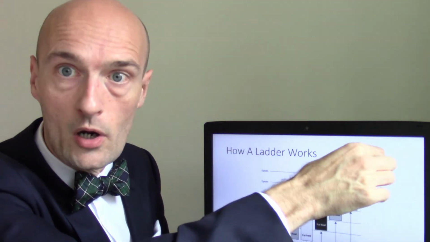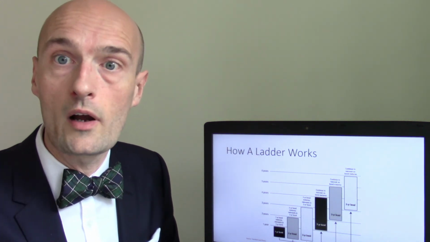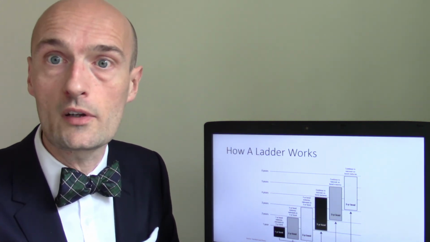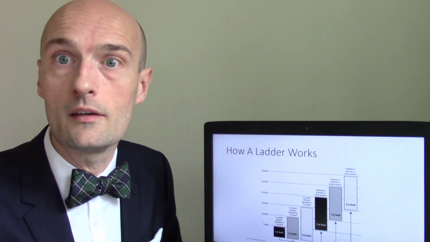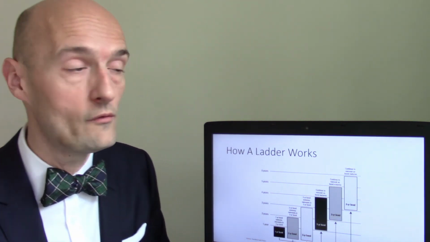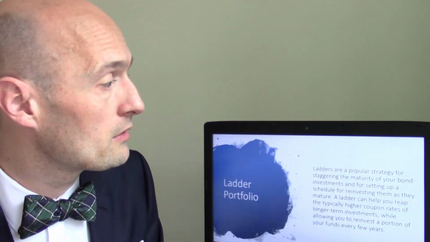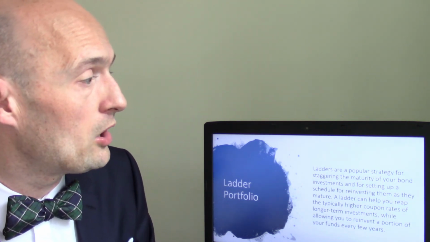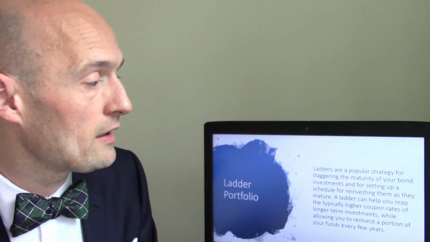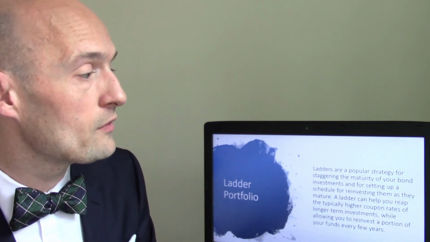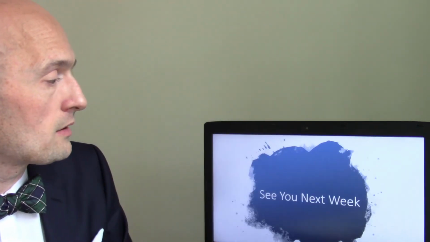and you buy the next bond out here, always buying the longer term bond, trying to get that little bit of extra interest that you'll get for buying a long term rather than a short term bond, as long as the yield curve is not inverted, obviously. And so that is a bond ladder. Ladders are a popular strategy for staggering the maturity of bonds, and it can help you get that higher coupon of longer term investments while allowing you to reinvest a portion of your funds every few years. So that's the idea behind a bond ladder.